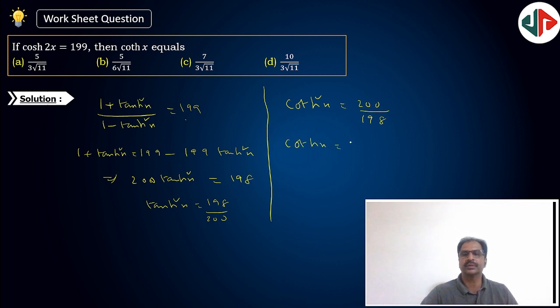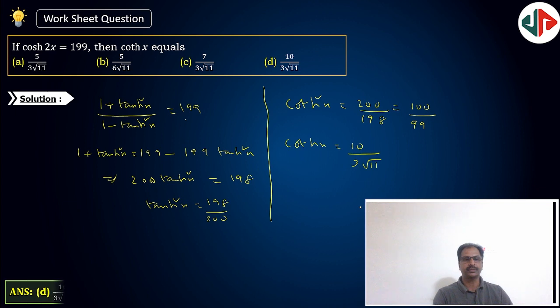So what will be cot hx? Root of this 200 by 198 is 100 by 99, so this is 10 by root 99, which is 3 root 11. So 10 by 3 root 11, option D. So the formula for cos h 2x is 1 plus tan h square x by 1 minus tan h square x. From that you can find tan h square x and then cot h square x. Okay.